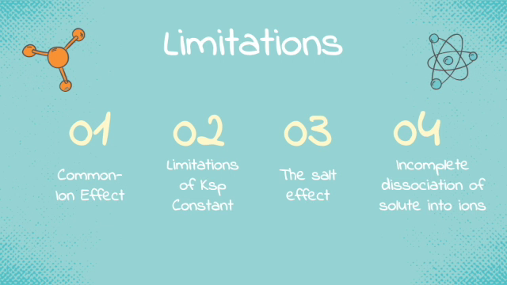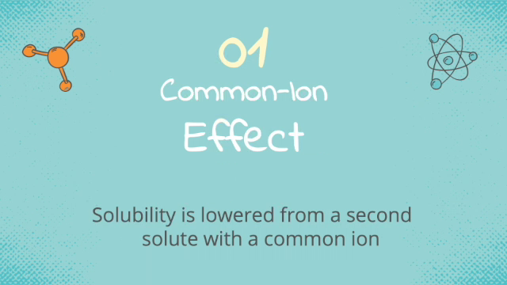Even for very soluble substances, there is usually a limit to how much a solute can dissolve in a given quantity of solvent. Certain limitations and exceptions to solubility were outlined throughout the course. The first example is the common ion effect.